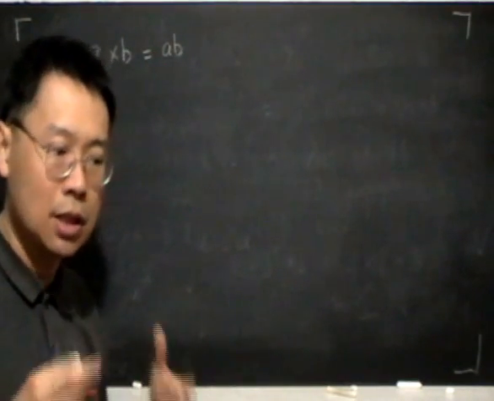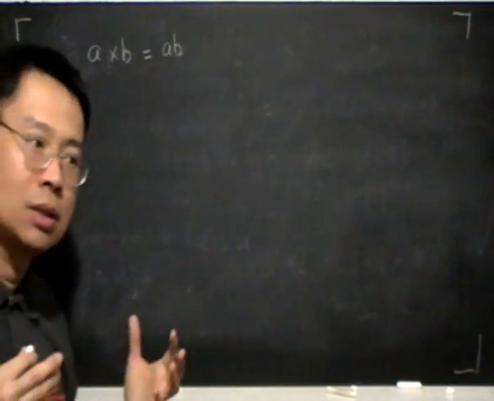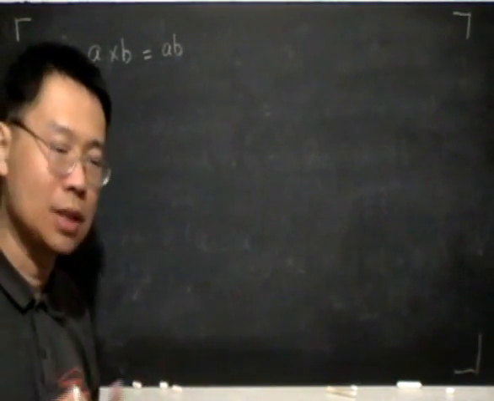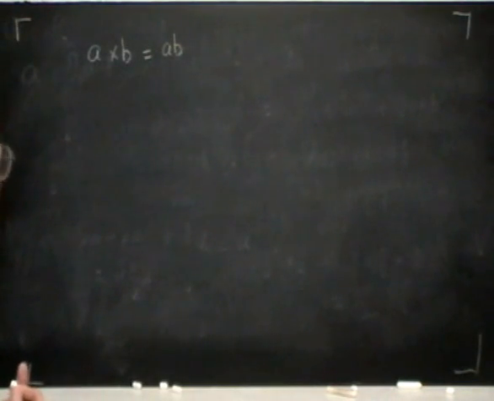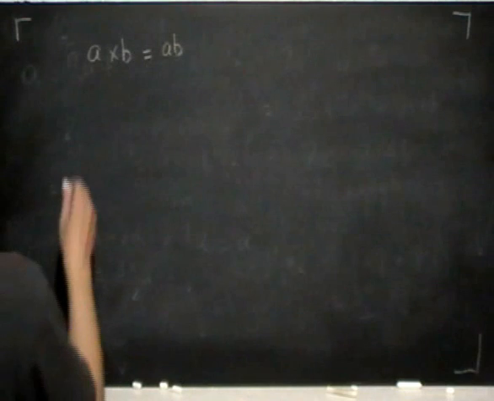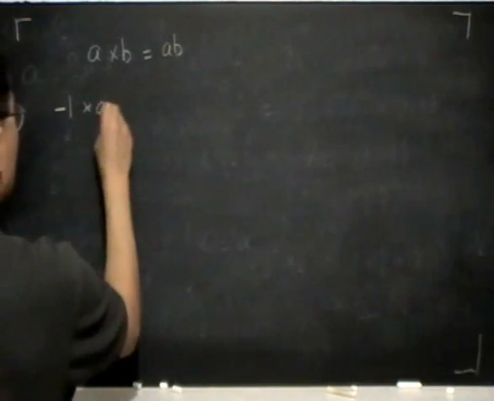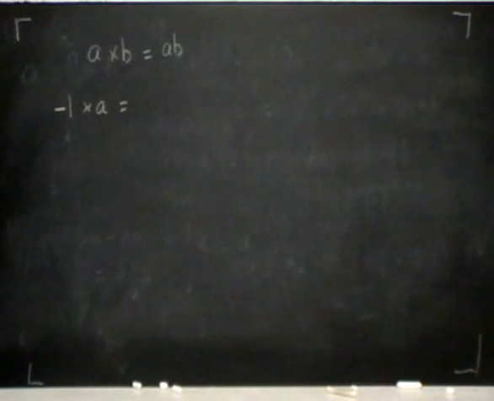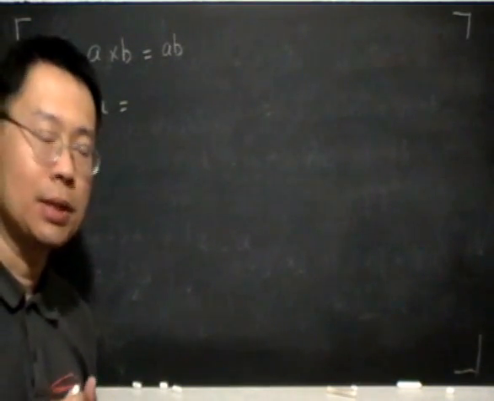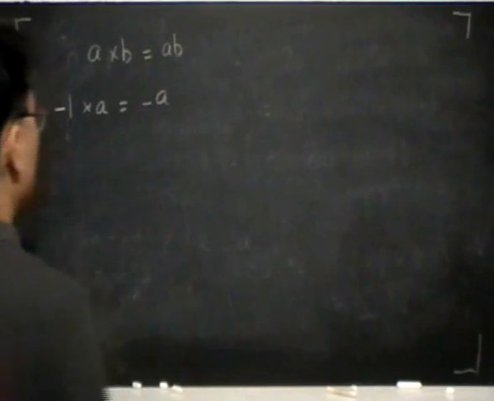Now things get a little more tricky when there are numbers and signs involved. Let's start with the signs. If I have, say, minus 1 times A, right? Minus 1 times A means the same as minus A.